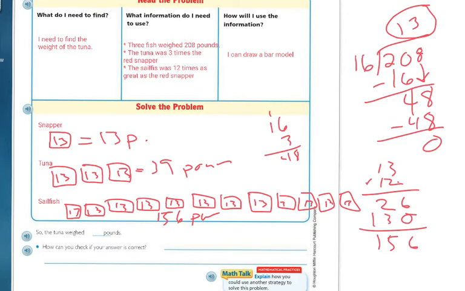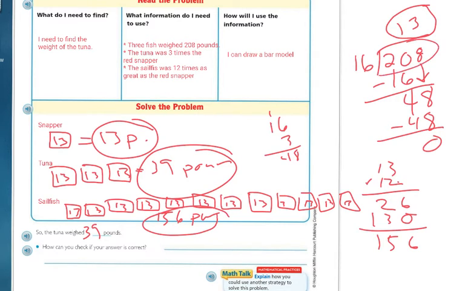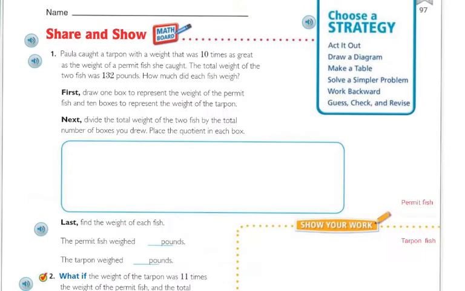So I have the tuna weighed 39 pounds. Okay. How can I check to see if my answer is right? Well, I can add up the 13 pounds, the 39 pounds, and the 156 pounds, and I should get 208 pounds. Okay, share and show.